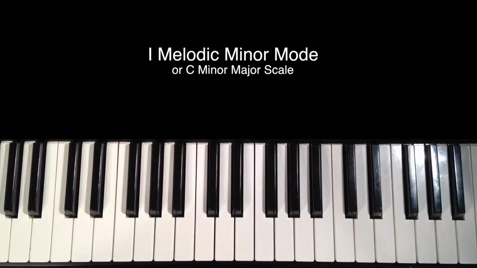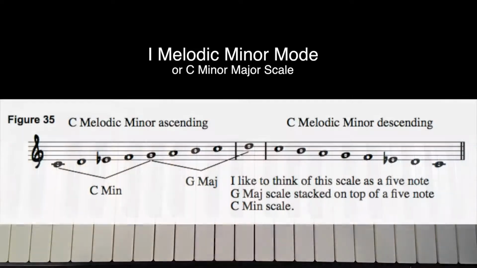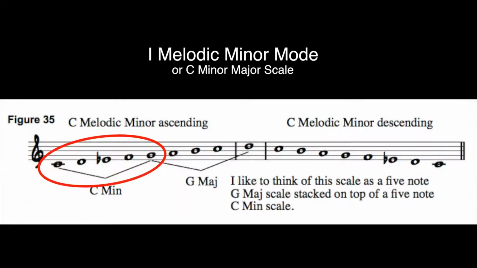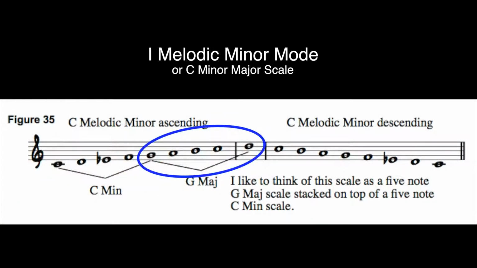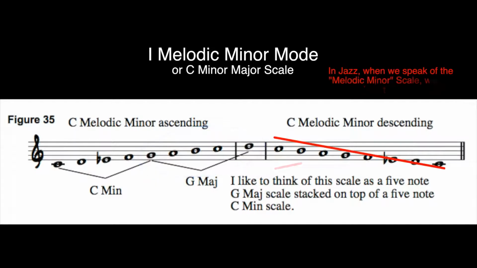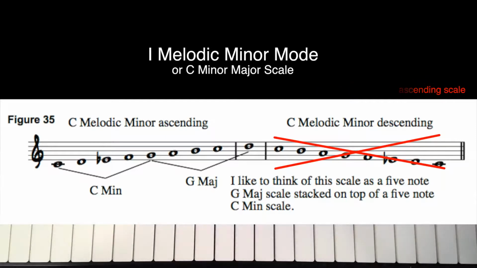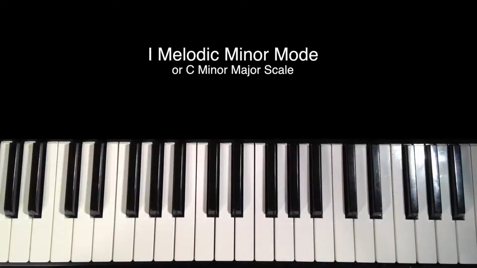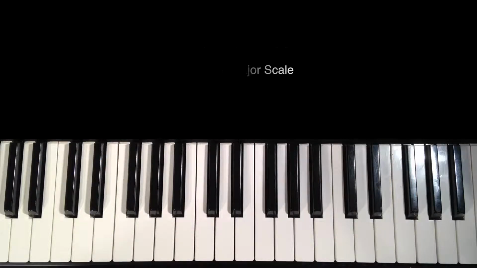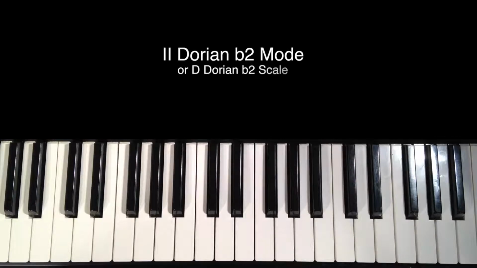Be careful, as C minor major scale is an alternative name to melodic minor scale that I like to use, as this is a C minor 5-note scale with a G major 5-note scale stacked on top. Minor major 7th is actually a chord type, but I speak of this as a scale as it helps me visualize the scale. The second mode is Dorian flat 2 mode, or D Dorian flat 2 scale.